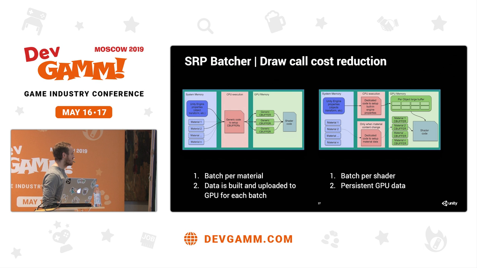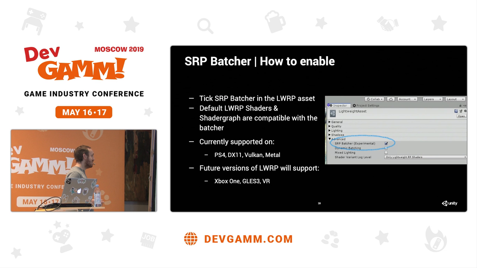Currently, it's experimental. It's just for the default Lightweight Render Pipeline shaders right now, so no custom ones, and nothing that you create in Shadergraph. Right now it works on PS4, DX11, Vulkan and Metal, and we're working on GLES 3, VR and Xbox One.